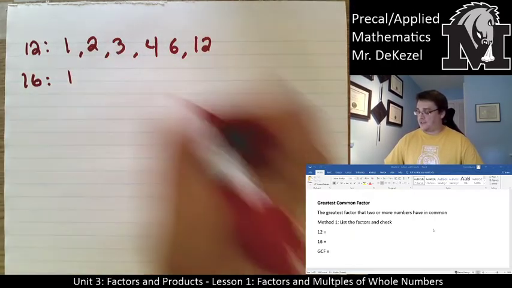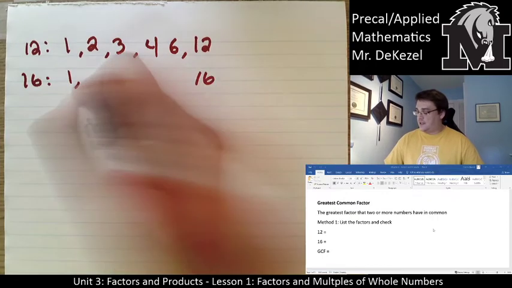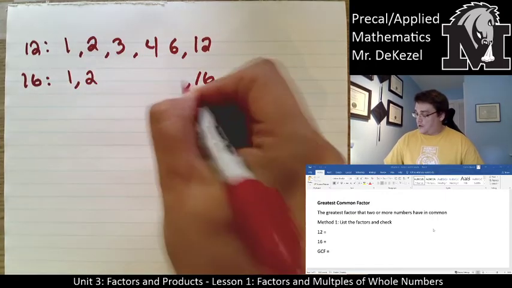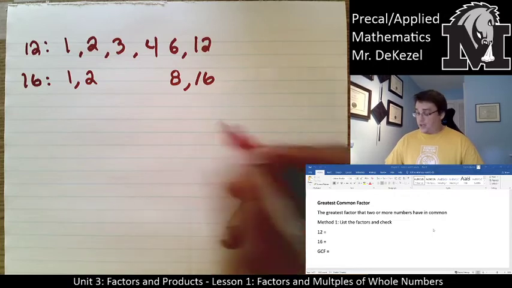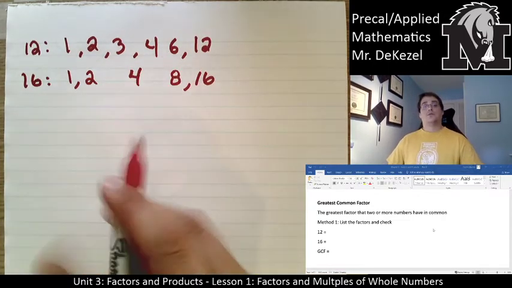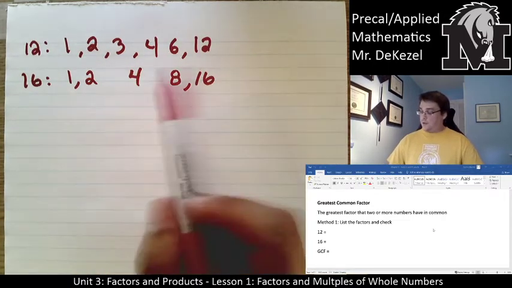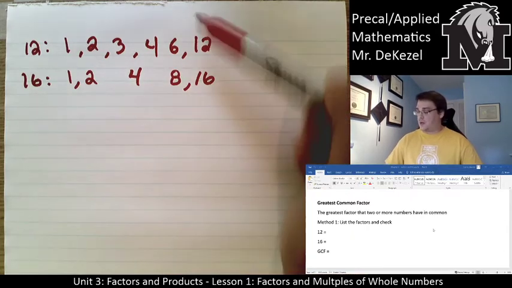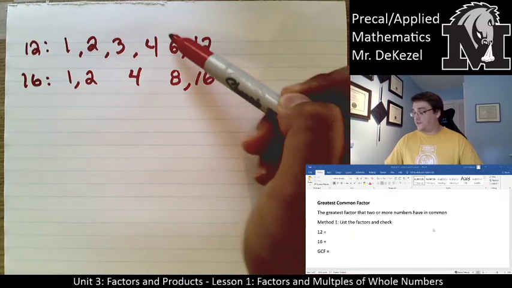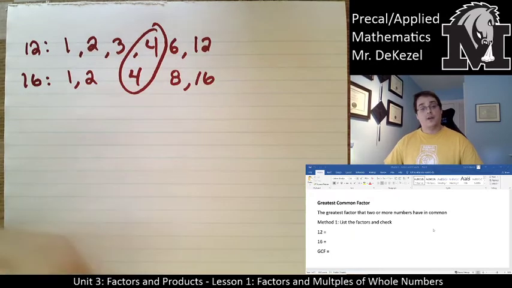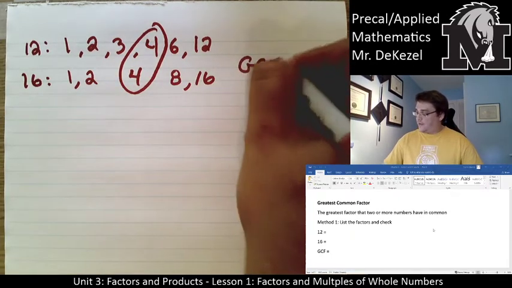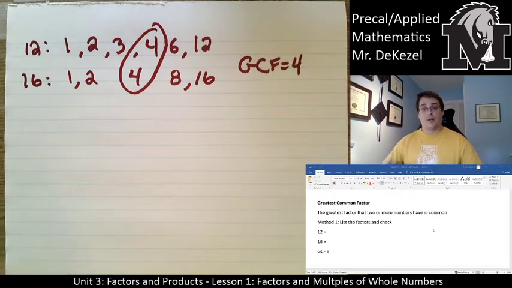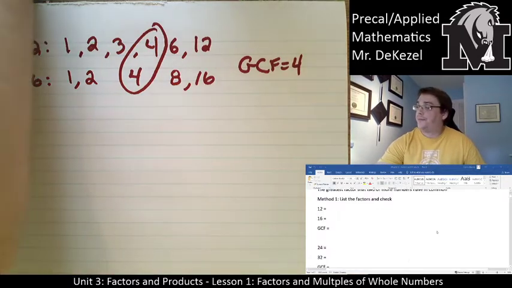Do the same thing for 16. 1 and 16, 2 and 8, and then just 4 in the middle. So what we would do is work our way through and see the greatest number that they have in common. For 12 and 16, 8, 6, 4, and 4, they have in common. So the greatest common factor is 4. And I'll prove it to you using our method that I started earlier in a little bit. Let's do the next one though.